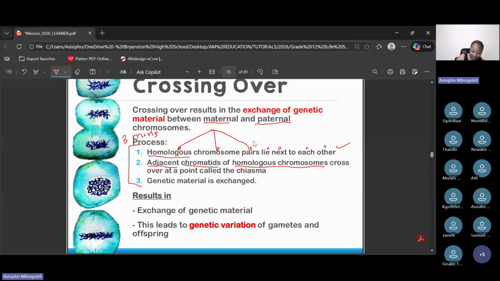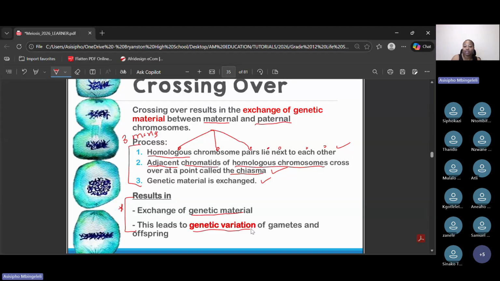They will cross over at a point called chiasma or chiasmata. That's the second tick. And then genetic material will be exchanged. They will ask you, what is the importance of crossing over? Is to exchange the genetic material. What does it lead to? It leads to genetic variation of the gametes. The gametes will be genetically different. That means the offsprings will be genetically different.